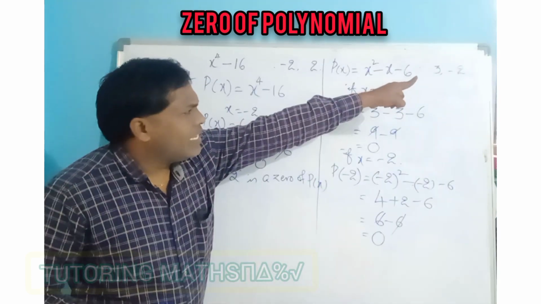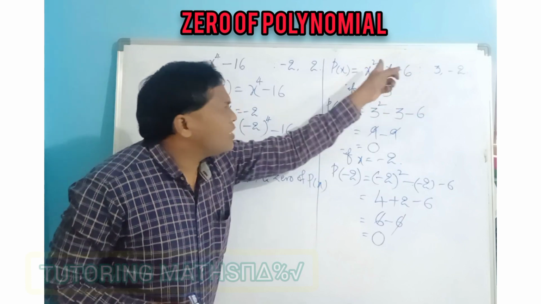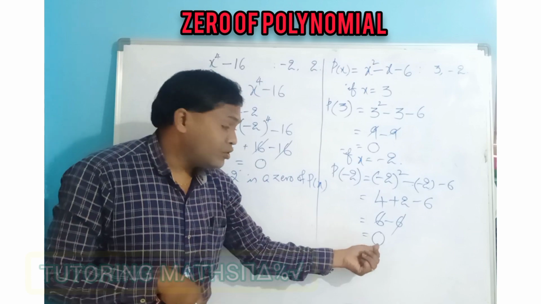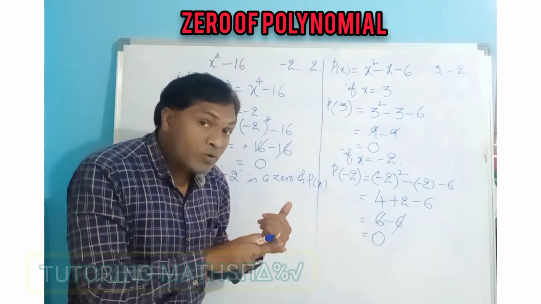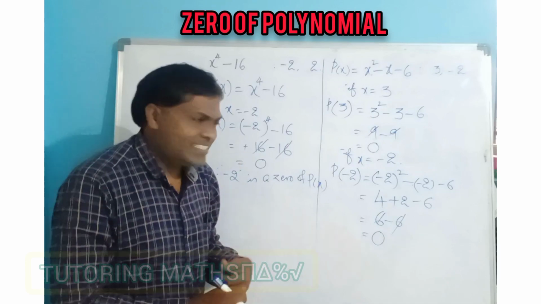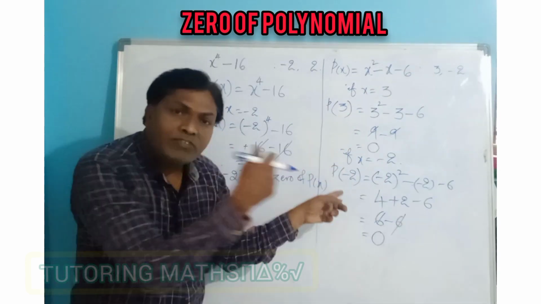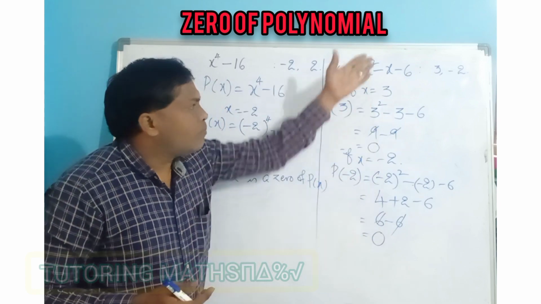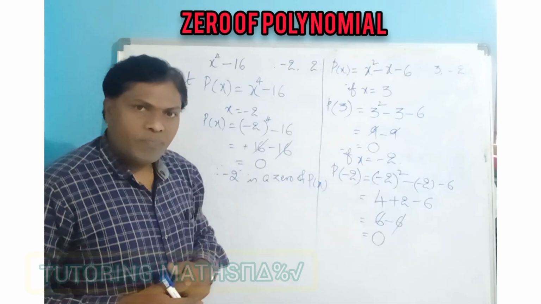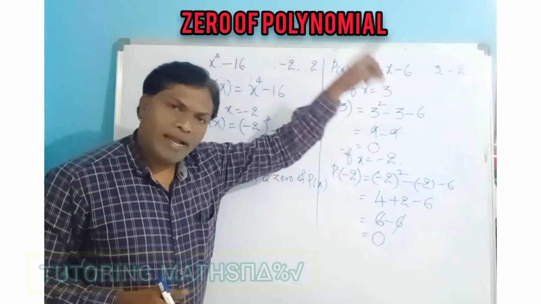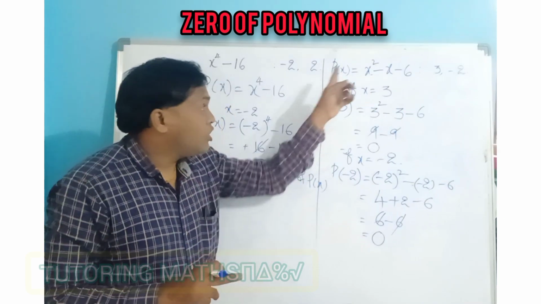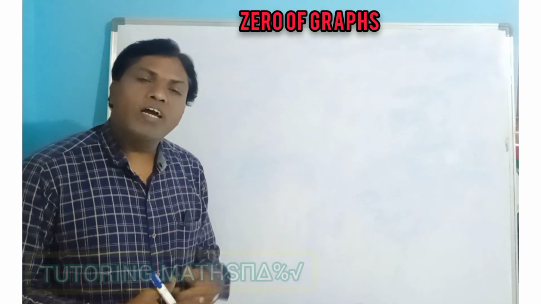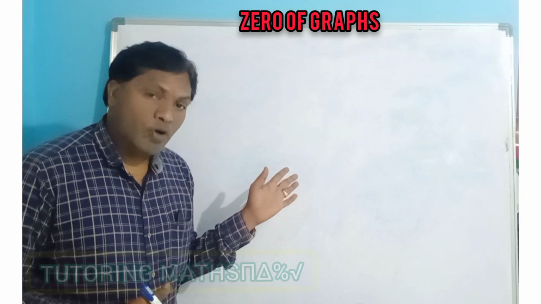Now check. Here when we substitute minus 2 in the given polynomial, the result is showing 0. Whenever you get result 0, then you can say that the particular value we have substituted in the polynomial is called a zero of the polynomial. Now in this problem, 3 and minus 2 both are zeros of this polynomial.